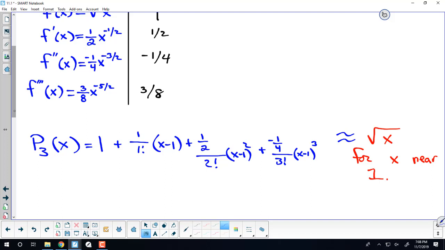Plus 3/8 over 4 factorial times x minus 1 to the fourth. To the 4th. Yep.